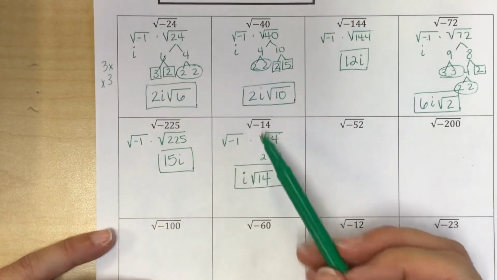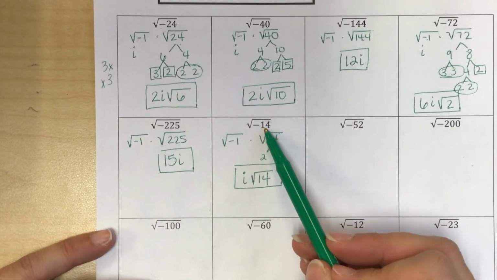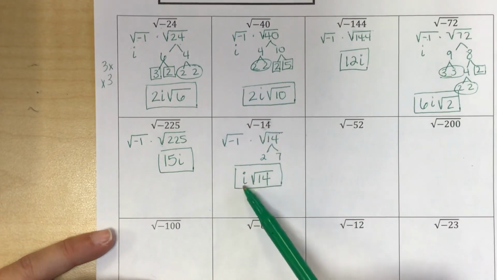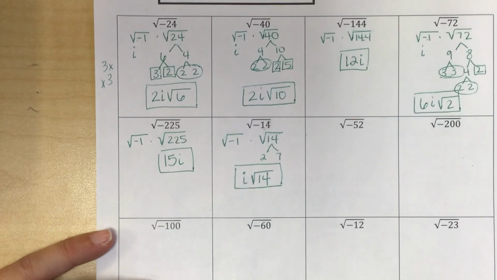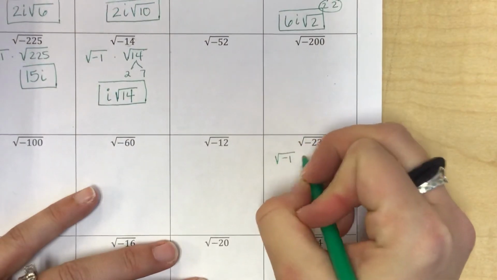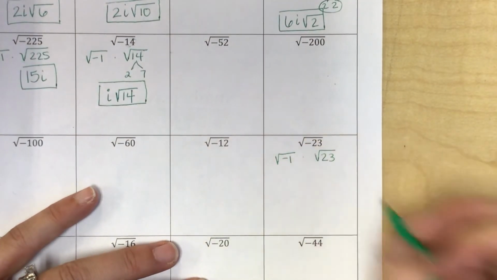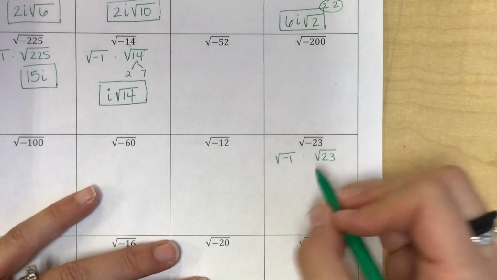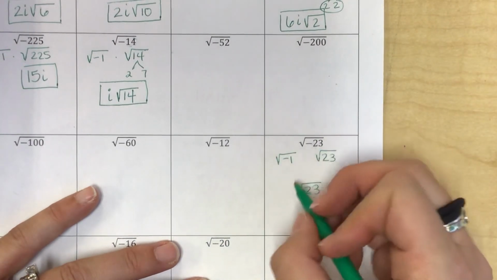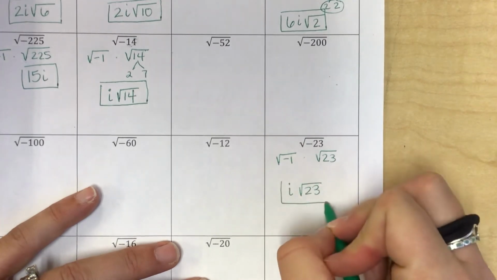So if you have a number that cannot be simplified under there, or it could be a prime number, then you're just going to leave that number under the radical and put the i in front. If we look at this one here, the square root of negative 23, break it into pieces. 23 is a prime number. There's nothing I can do to simplify that, so that's going to stay the square root of 23. The square root of negative 1 is i, so that comes out front.